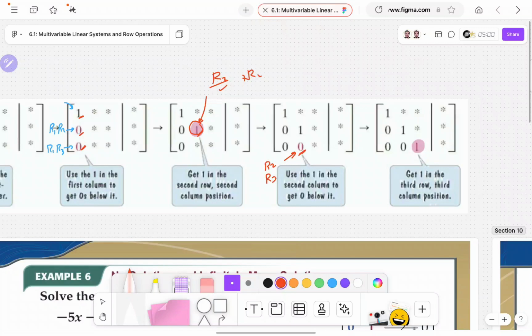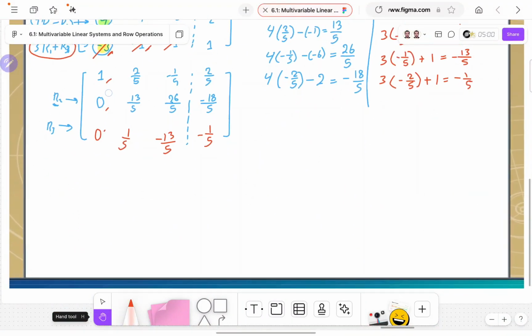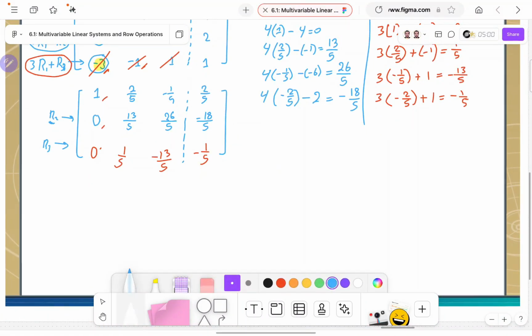Okay? So now I need to make this one 1 and this value equal 0. This one is by dividing or multiplying. This one is by solving row 2 with row 3. Okay. Now let's go down here. So this is the new matrix. Now row 1 stays the same: 1, 2 over 5, negative 1 over 5, 2 over 5.